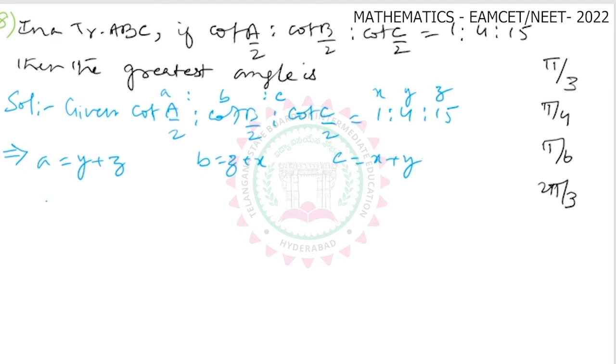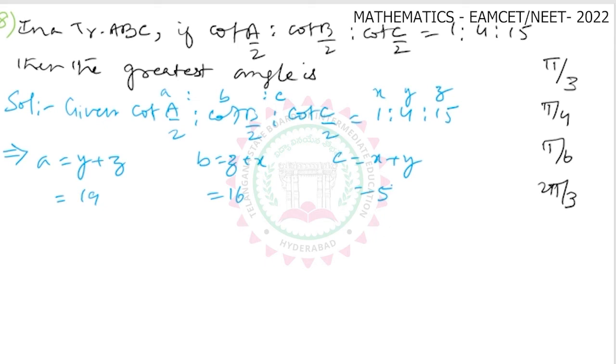Right? Therefore, y plus z is nothing but 4 plus 15, which is 19. Okay? So, A is equal to 19. Now, z plus x, 15 plus 1 is equal to 16. And x plus y, 1 plus 4, is equal to 5.